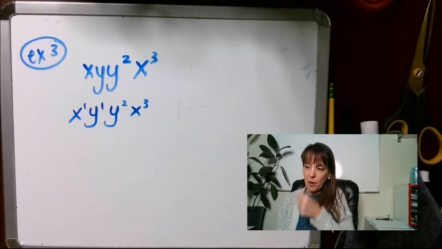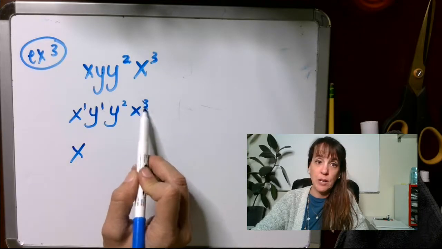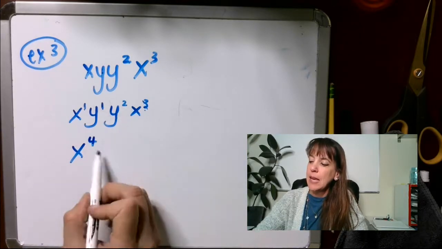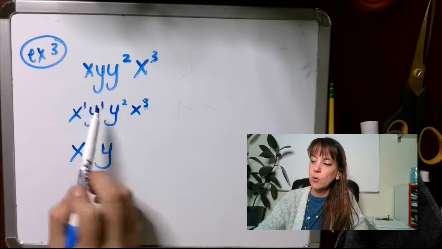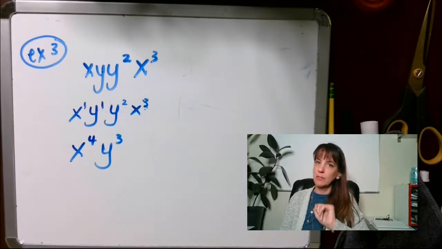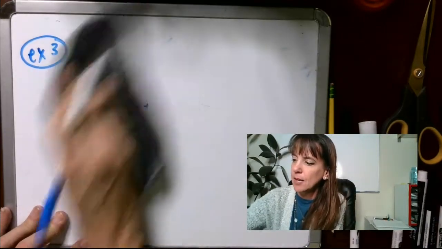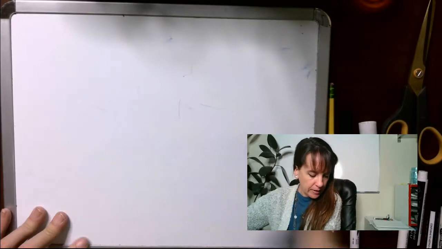So we're gonna gather up all those x's, and we have 1 and then 3, right? So that's gonna be 4. And then gather up our y's. We have 2 here, 1 here, that gives us y to the 3rd. So do not be fooled. If an exponent is not shown, that exponent is 1. All right, so for example number 4.